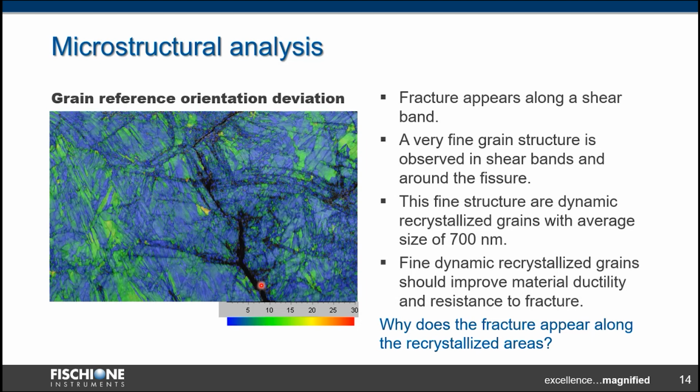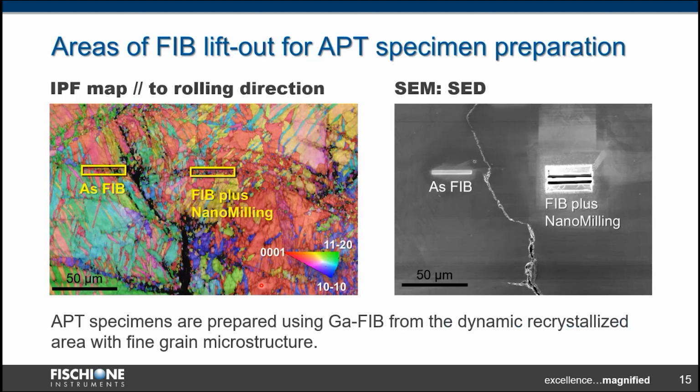This fine grain should improve material ductility and resistance to fracture. So why does the fracture appear along the recrystallized area? This question led us to do APT analysis. To answer that question, we prepared APT samples using FIB from the shear band area.